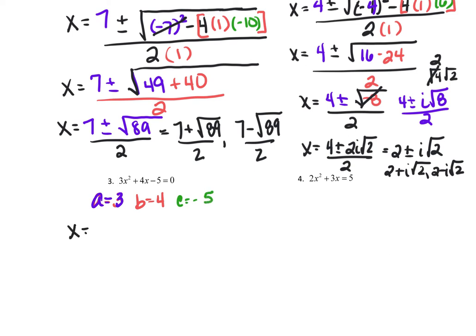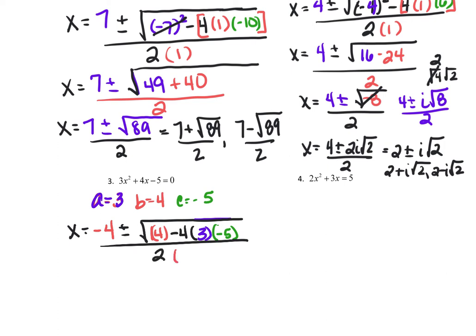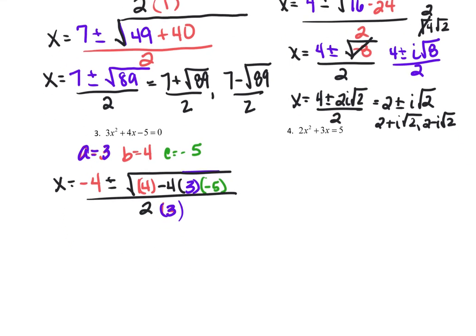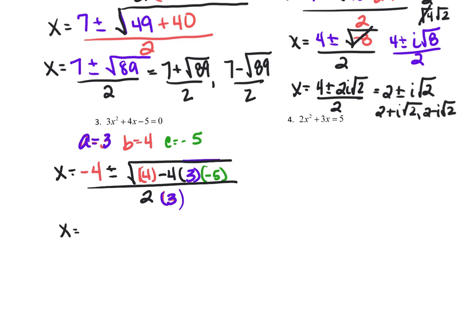So here we go. x is equal to the opposite of b, negative 4, plus or minus the square root of b squared minus 4 times a times c, all of this divided by 2 times a. So we calculate this. x equals negative 4, and cleaning up on the inside, we're going to get 16 minus 4 times 3 times 5.